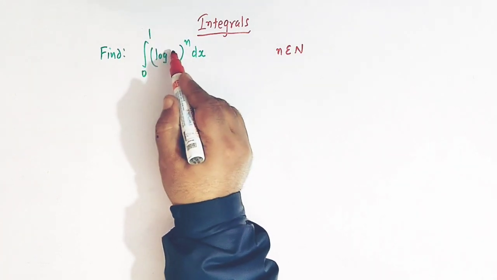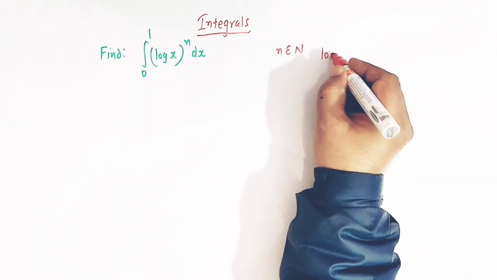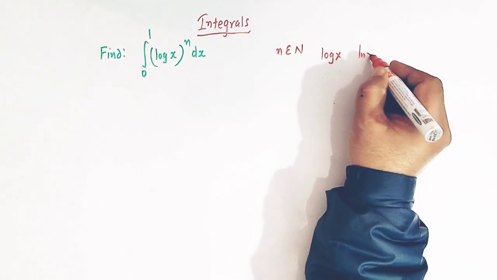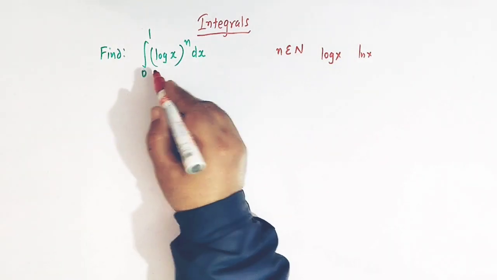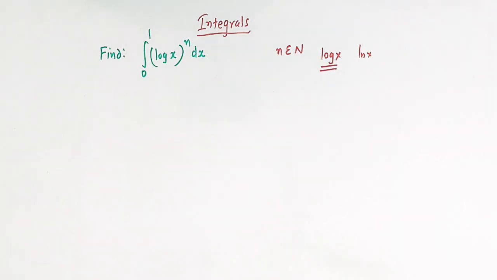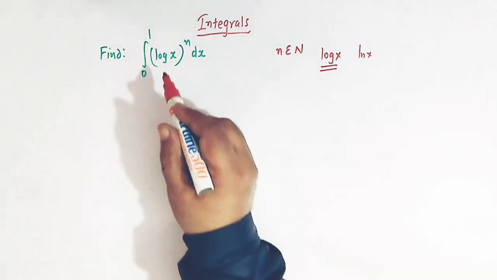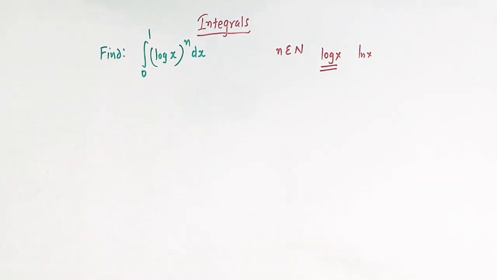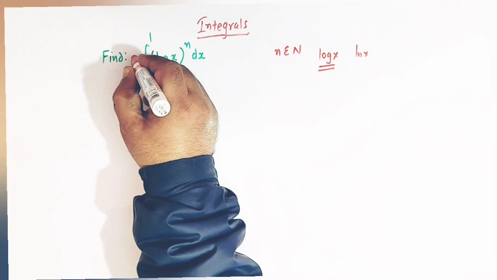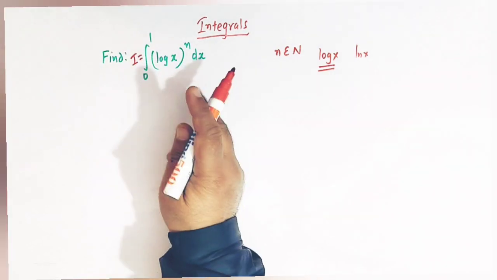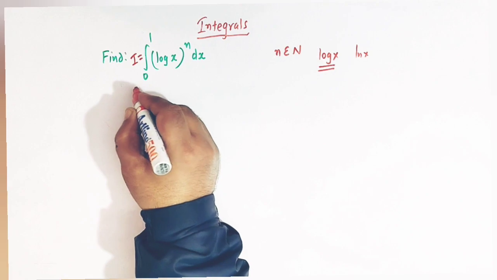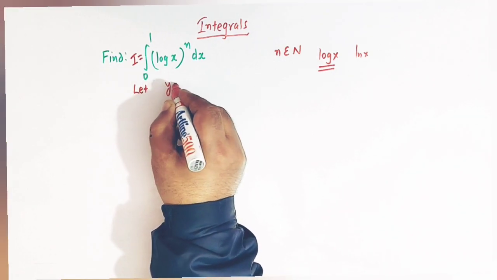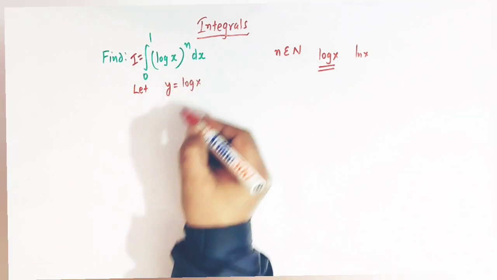So we can also write log of x as ln x, right? But we'll prefer this notation. So let us start and let us see how we can solve this important integral with the help of gamma functions. So let us take this integral as I, and let us make the substitution y is equal to log of x, right?